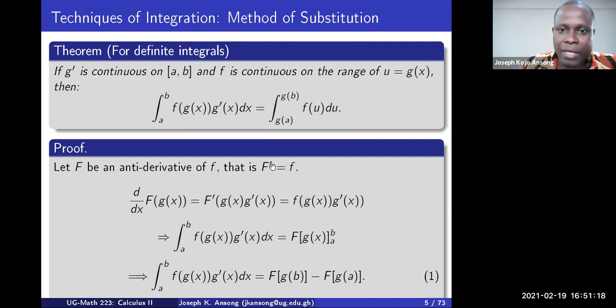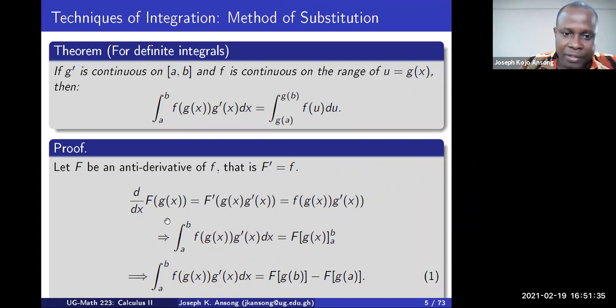That is, capital F prime is small f. Okay, this is the same as we have before. Using the chain rule, d/dx of this is equal to this expression, but capital F prime is small f, so I can write it as this. Okay, once again, I can integrate both sides.